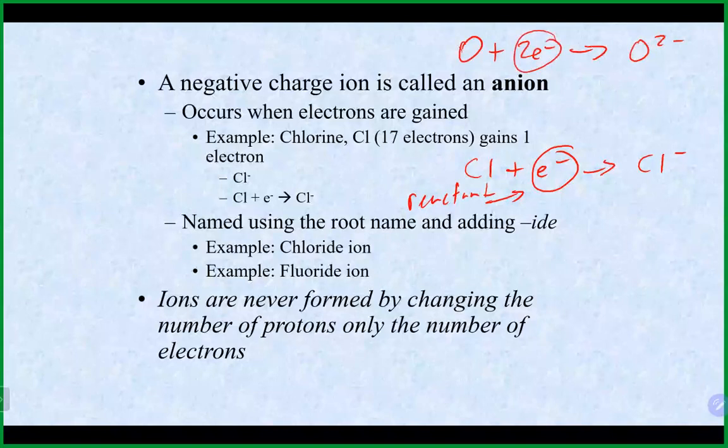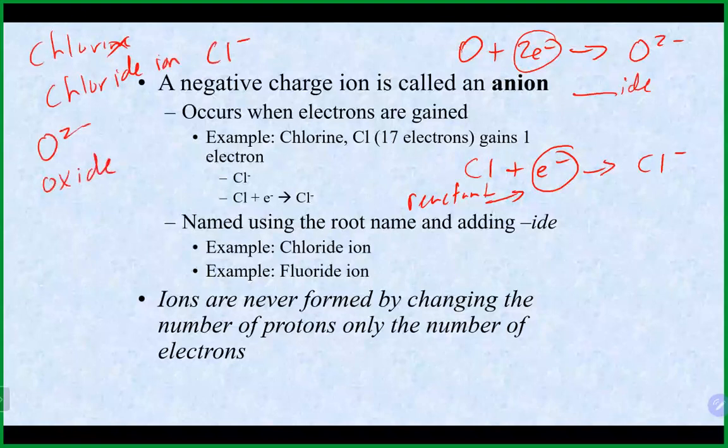How we name negative ions or anions, if we wanted to just name the anion, is we take the root of the name and then we add IDE to the end. So we drop the last part of the name and we put the IDE there. So instead of chlorine, we drop it and we have the chloride ion for Cl-. For O2-, that is oxygen. We drop the last part of oxygen, and that would be the oxide ion.